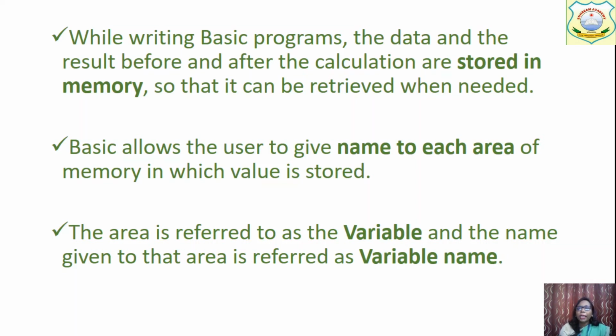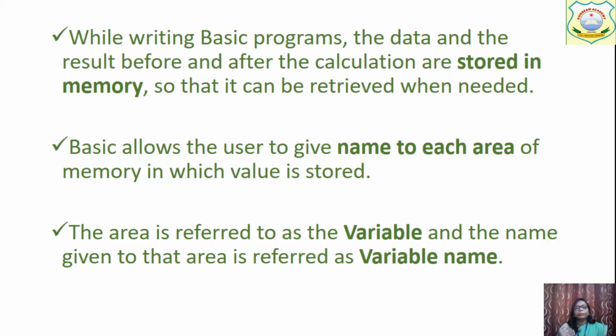Variable is a named memory location, and we need to store data in the memory before and after calculation so that we can retrieve it when needed. Okay? So what does BASIC do? It gives a name to each area. Where we stored, we gave that memory location a name, and the area is referred to as a variable, and the name given to that area is called variable name.